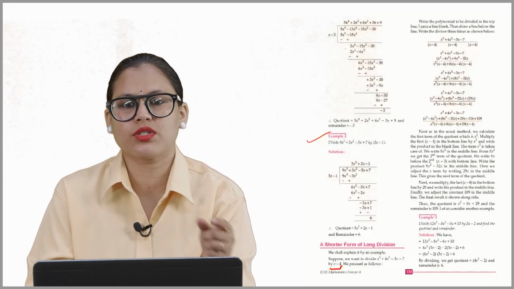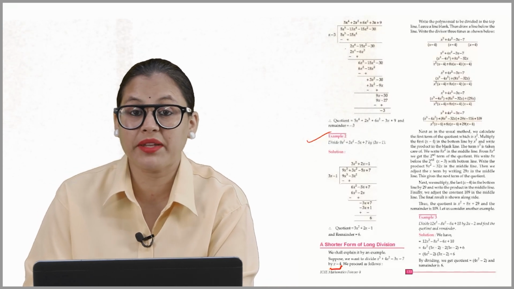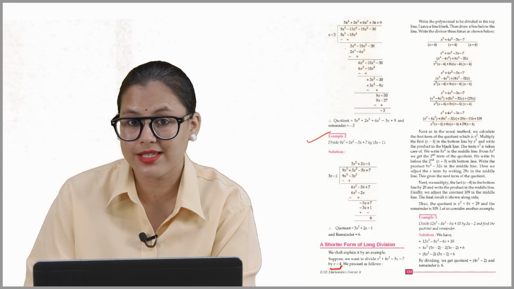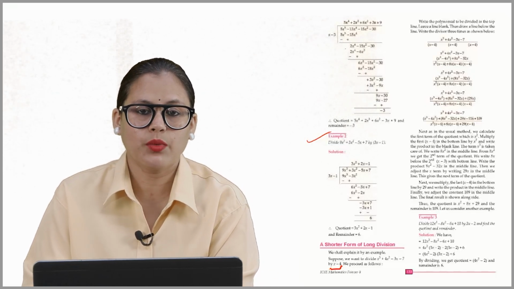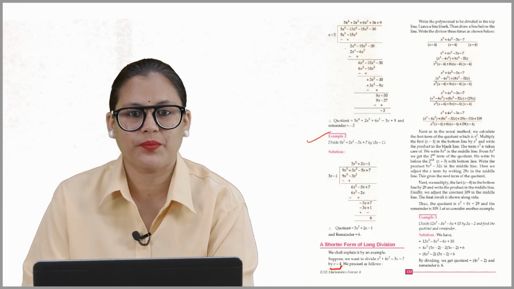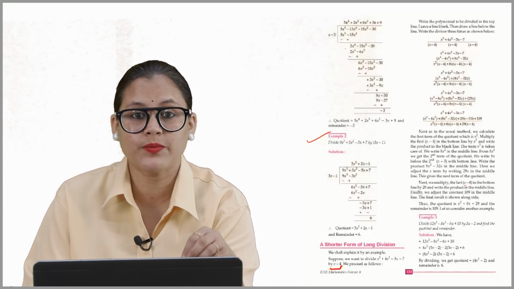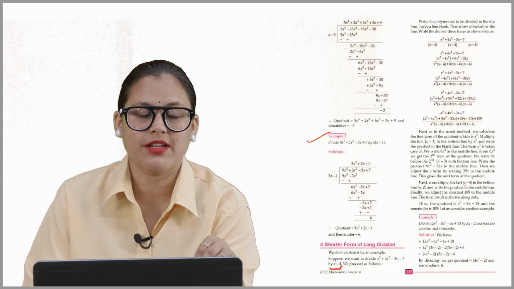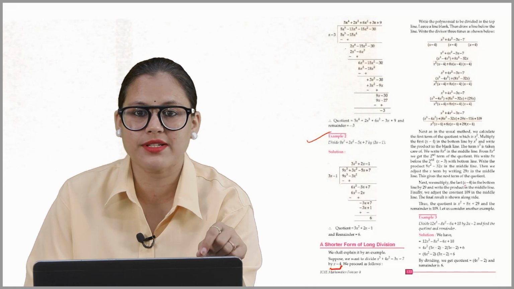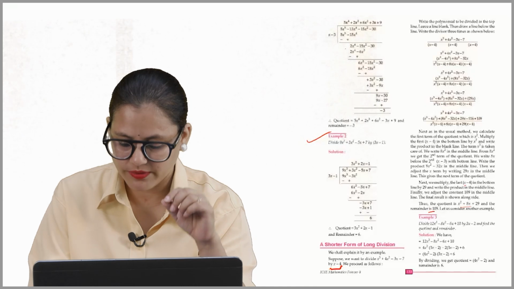From 8x square, we get the second term of the quotient. We write 8x before the second x minus 4 in the bottom line. Now write the product, 8x square minus 32x, in the middle line. Then we adjust the x term by writing 29x in the middle line. This gives the next term of the quotient. Next, we multiply the last x minus 4 in the bottom line by 29 and write the product in the middle line. Finally, we adjust the constant, 109, in the middle line. The final result is shown alongside. So this is your quotient, and the remainder is 109.